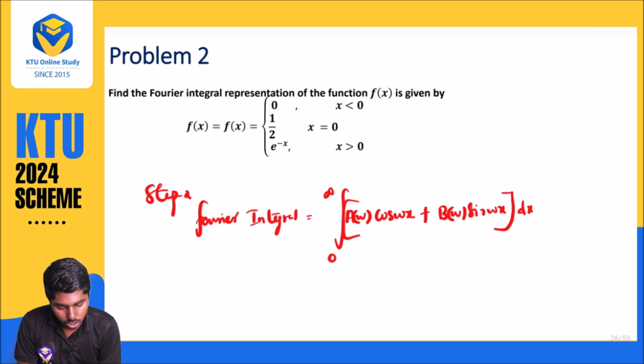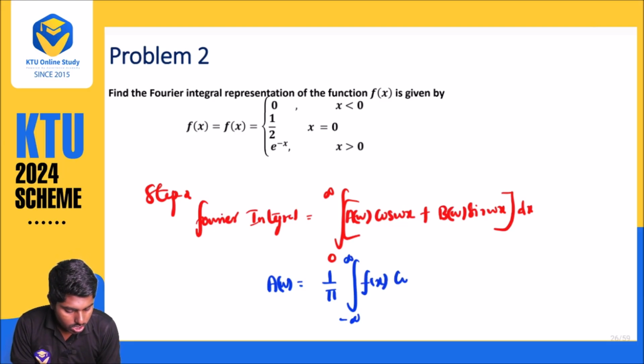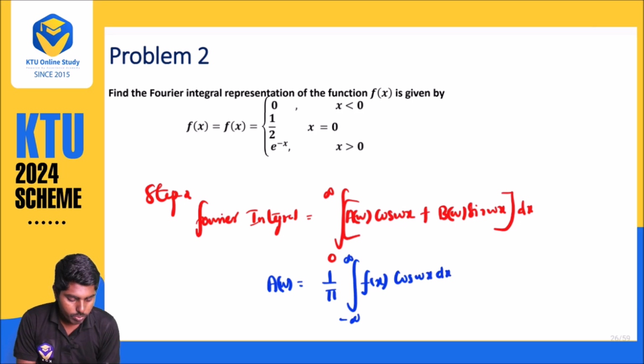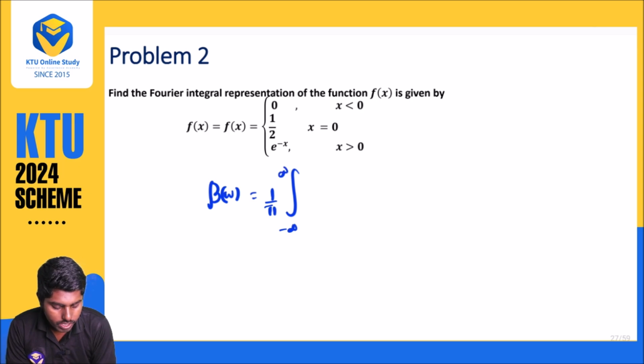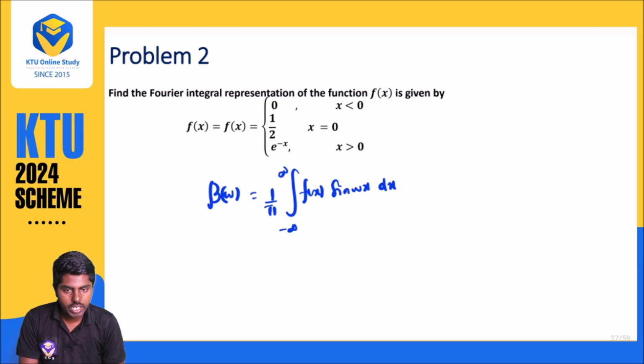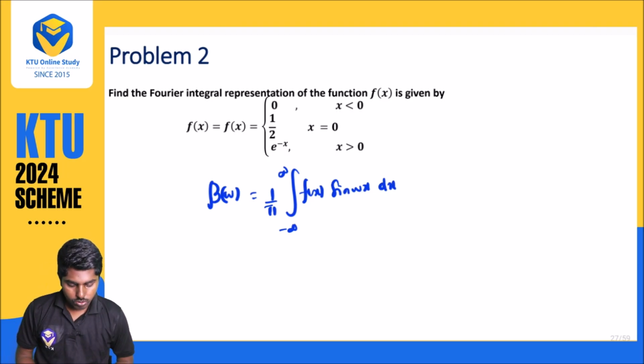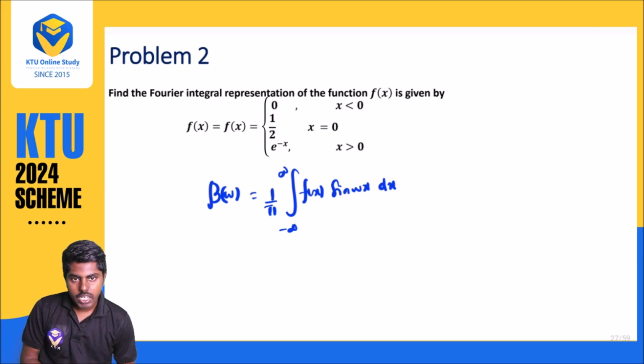Now we also want to know what a omega is. A omega is 1 by pi times the integral from minus infinity to infinity of f of x cos omega x dx, and b omega is equal to 1 by pi times the integral from minus infinity to infinity of f of x sin omega x dx.